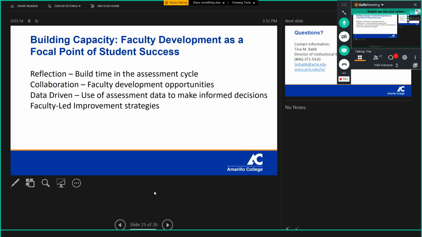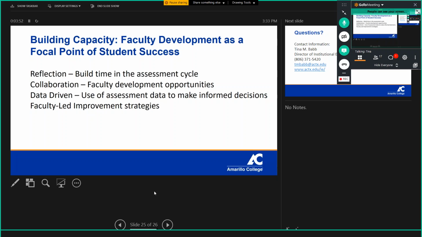So ensuring that we build time in the assessment cycle for faculty to reflect upon the data and other opportunities for improvement, and that we have collaboration, so faculty development opportunities, and that this process is data-driven, so the use of assessment data and results to make informed decisions. So not anecdotal, but making sure that we're using the data and revisiting it when we do a reassessment. And then having those faculty-led improvement strategies, so it's not just between the institutional effectiveness or assessment professionals and the department chairs, but making sure that faculty is involved in this process.